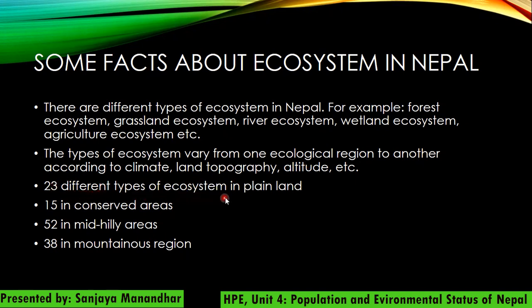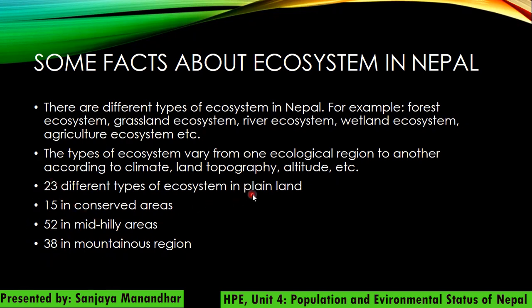So in Nepal, in plain land, there are 23 different varieties of ecosystem. In conserved areas, there are 15 varieties of ecosystem. In mid-hilly areas, there are 52 varieties of ecosystem. In mountainous regions, there are 38 different types of ecosystems. So these data you can remember.